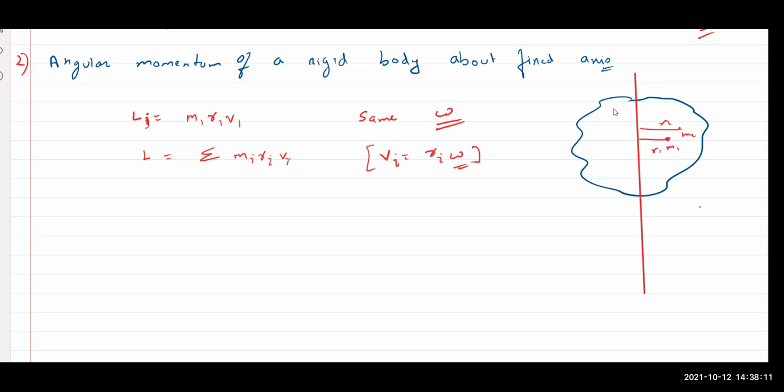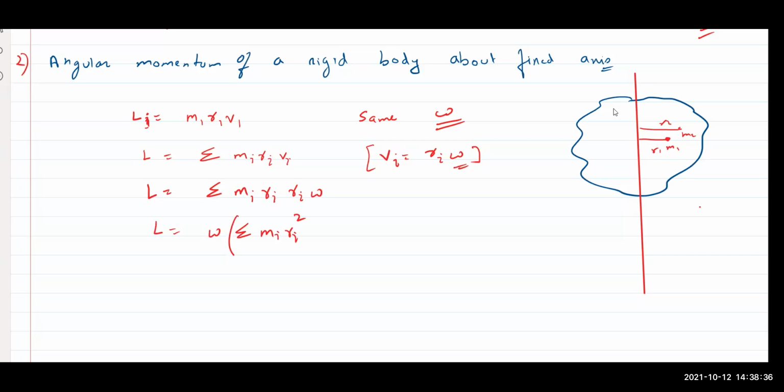Yes, sir, I can substitute. So it would be the summation of mi ri into ri omega. Now we know that ri into ri is ri square, but omega is a constant, right? Omega constant तो बाहर आ जाएगा. So L is given by omega summation of mi ri whole square.